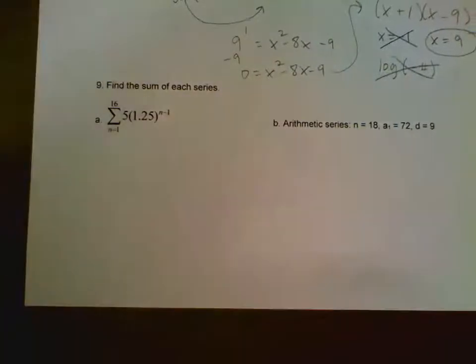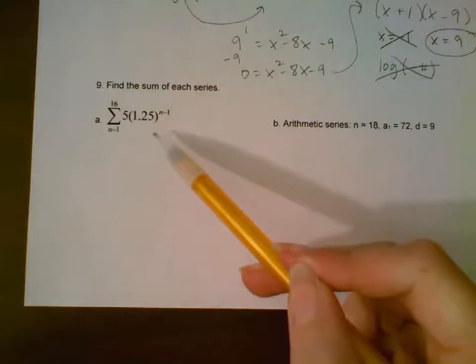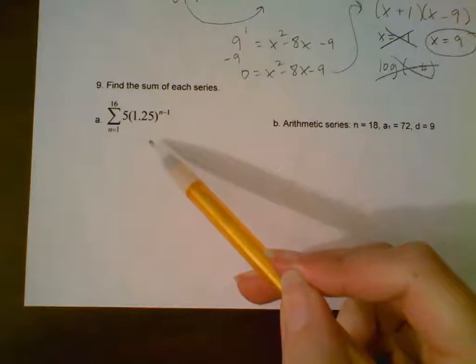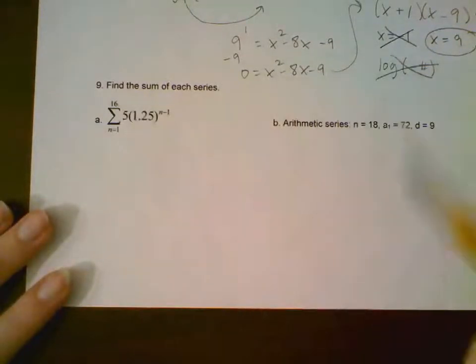All right, last question here, number 9. This is a review of things we've done earlier in this chapter. Find the sum of each type of series. So question A is the summation notation, saying find the sum from the 1st through the 16th number.